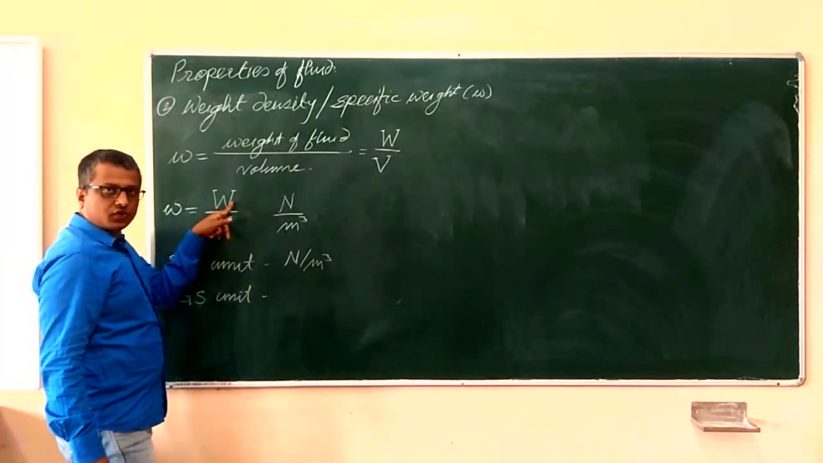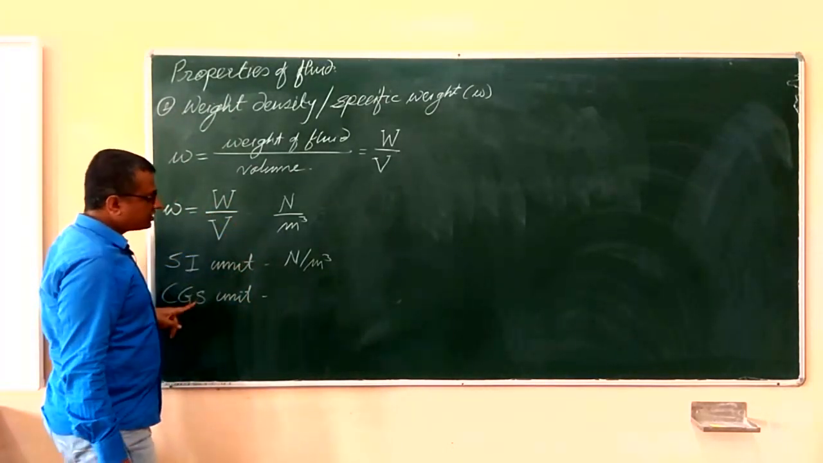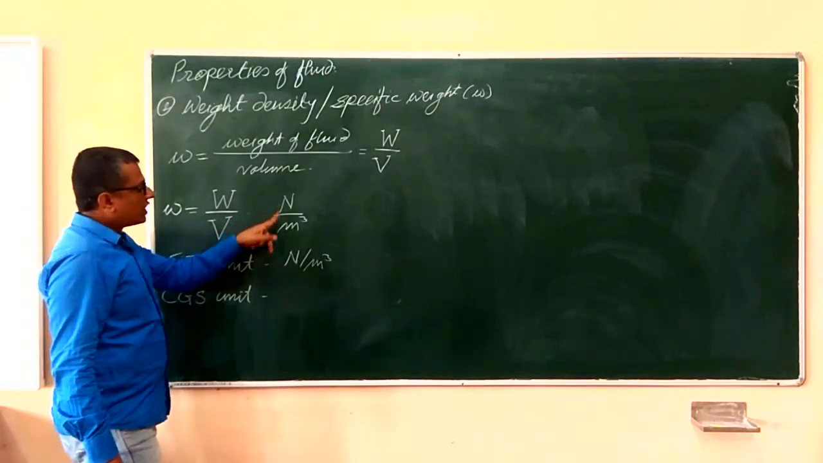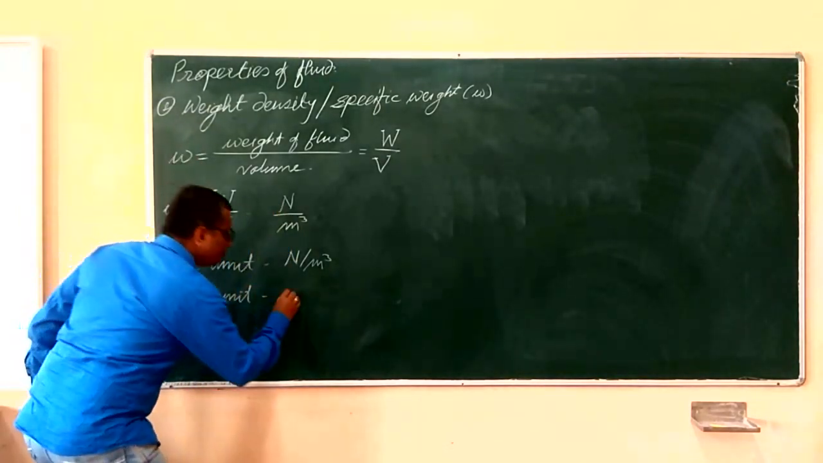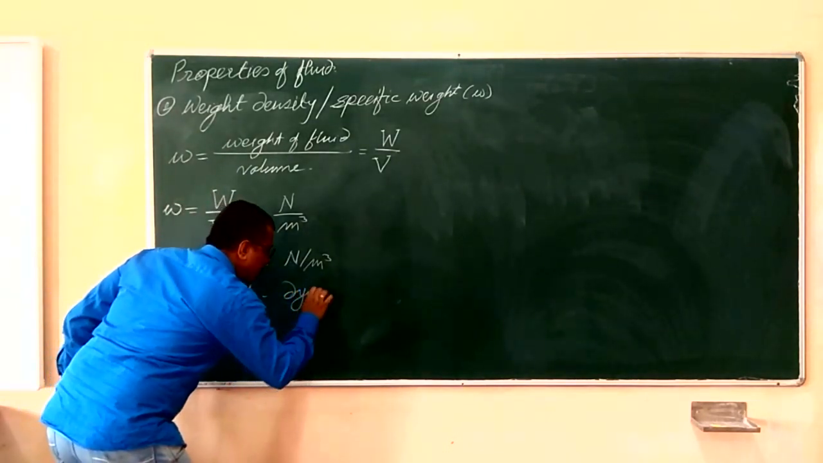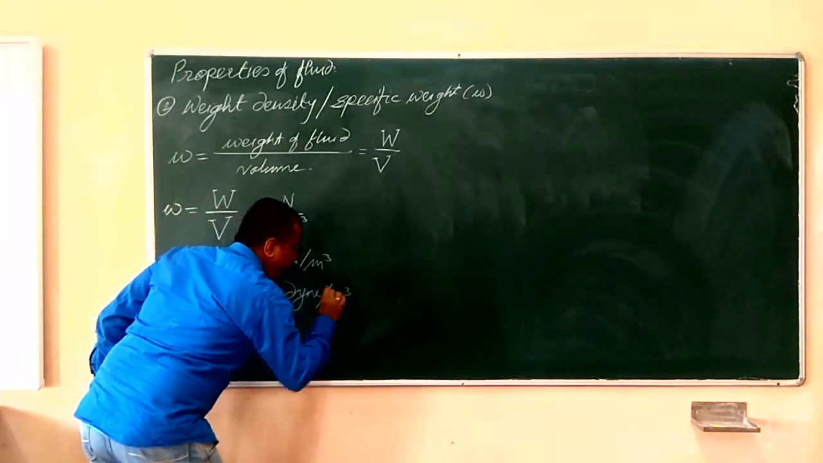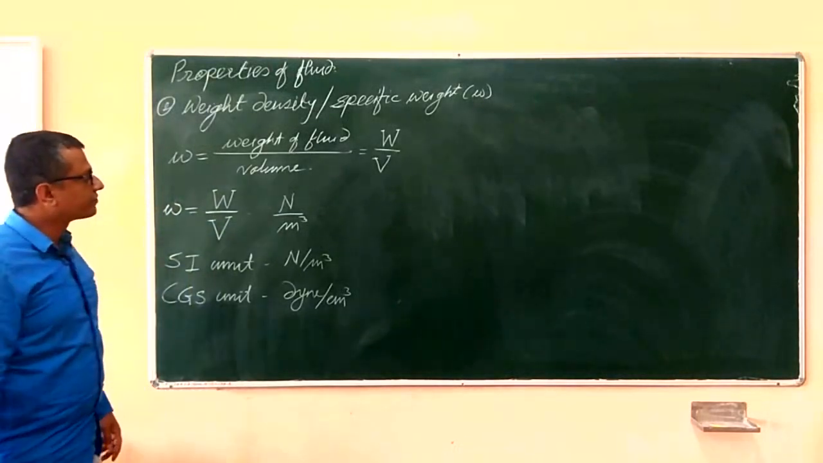weight, which is the force, and the force in case of CGS is measured in terms of dyne and volume is measured in terms of centimeter cube. So, the CGS unit will be dyne per centimeter cube. So, these are the two units.